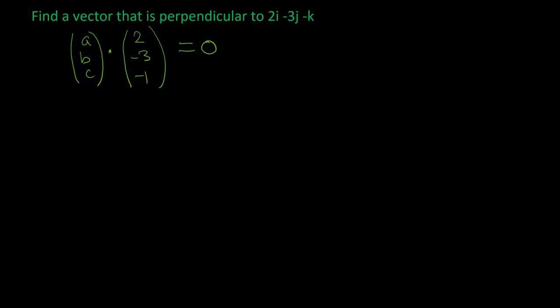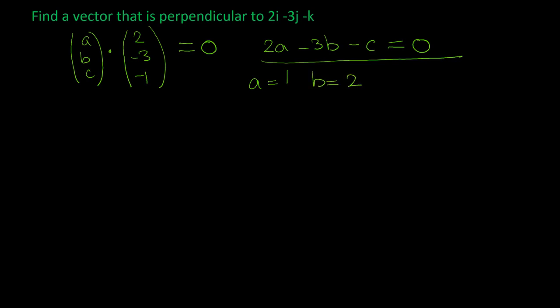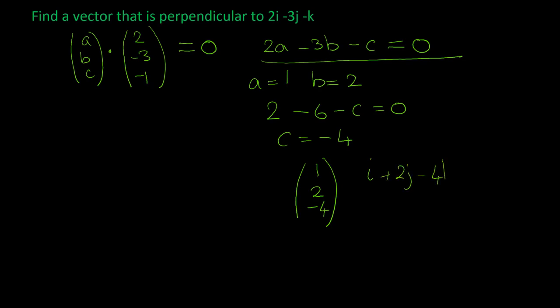So that gives us a little formula here. So we've got 2a minus 3b minus c needs to equal 0. So literally what you're going to do is pick a and b to suit yourself and then work out what the c would need to be to make this equation work. So let's pick a equals 1, b equals 2, make life easy. So 2a will be 2, minus 3b will be minus 6, minus c equals 0, and so c would equal 2 minus 6, which is minus 4. And so one possible vector that is perpendicular to 2i minus 3j minus k would be 1, 2, minus 4. Writing it in unit vector terms, that would be i plus 2j minus 4k.